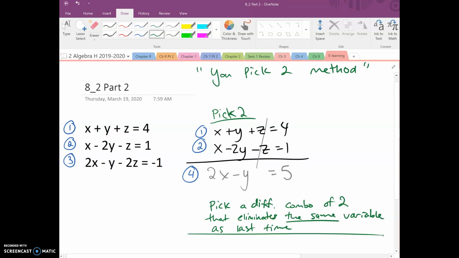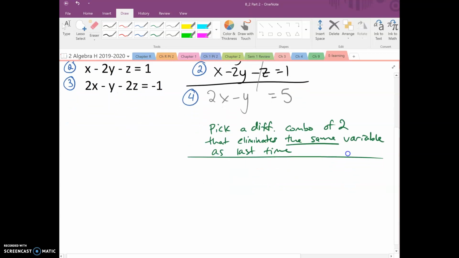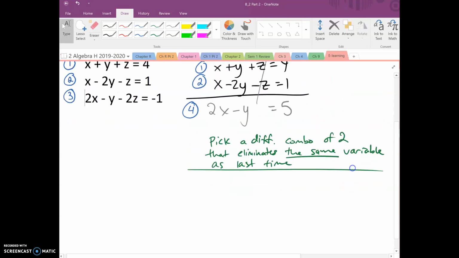So what variable was eliminated back there? Z was. So I think a good choice for which combo could eliminate z pretty easily is going to be 1 and 3. It's not going to be as easy as last time, but it'll be pretty easy. Okay, so I'm going to do 1 and 3. Actually, let me just move over here. 1 and 3. So 1 is x plus y plus z.